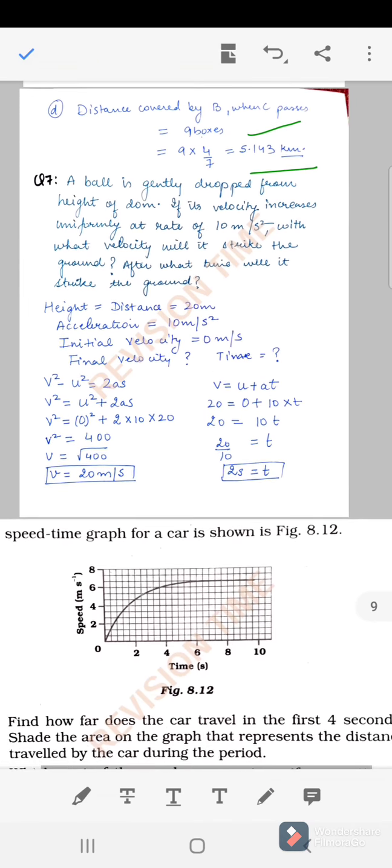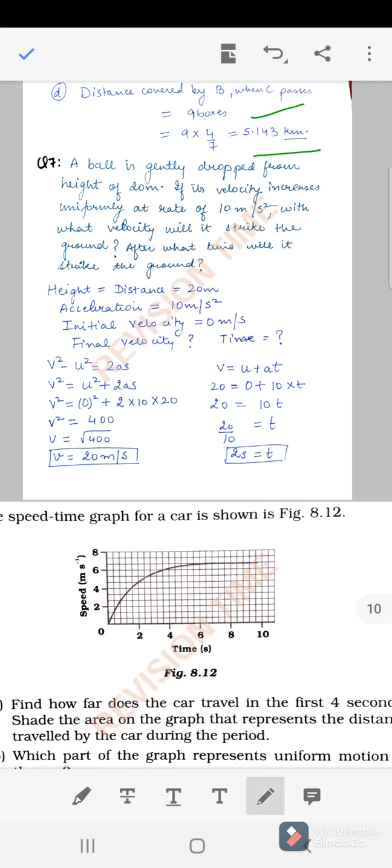Question number 7. A ball is gently dropped from height of 20 meter. Its velocity increases uniformly at the rate of 10 meter per second square. With what velocity will it strike the ground? After what time will it strike the ground?